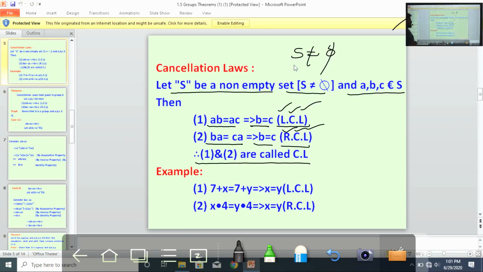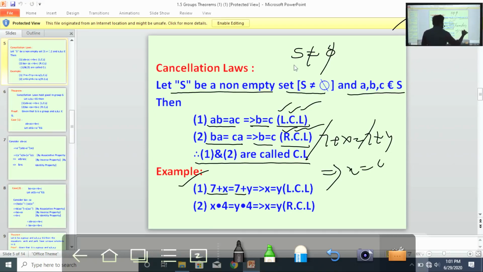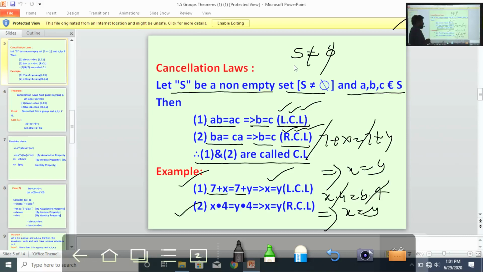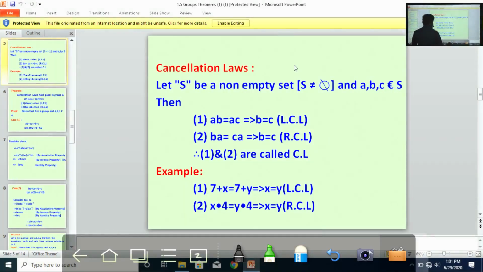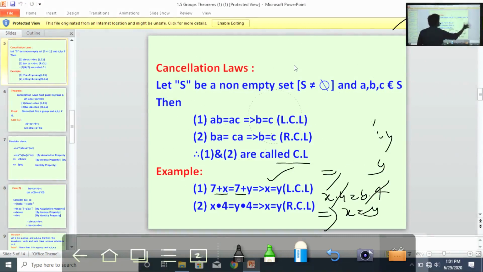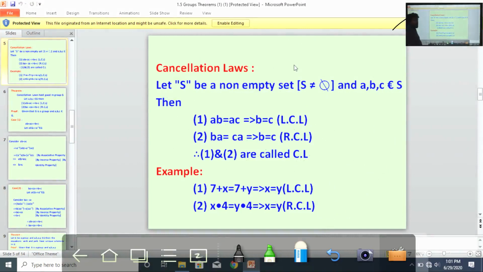For example, 7 plus x equal to 7 plus y. This implies, by using the left cancellation law, x equal to y. Coming to the second example, x into 4 equal to y into 4. This implies, by using the right cancellation law, x equal to y. So these are the cancellation properties.